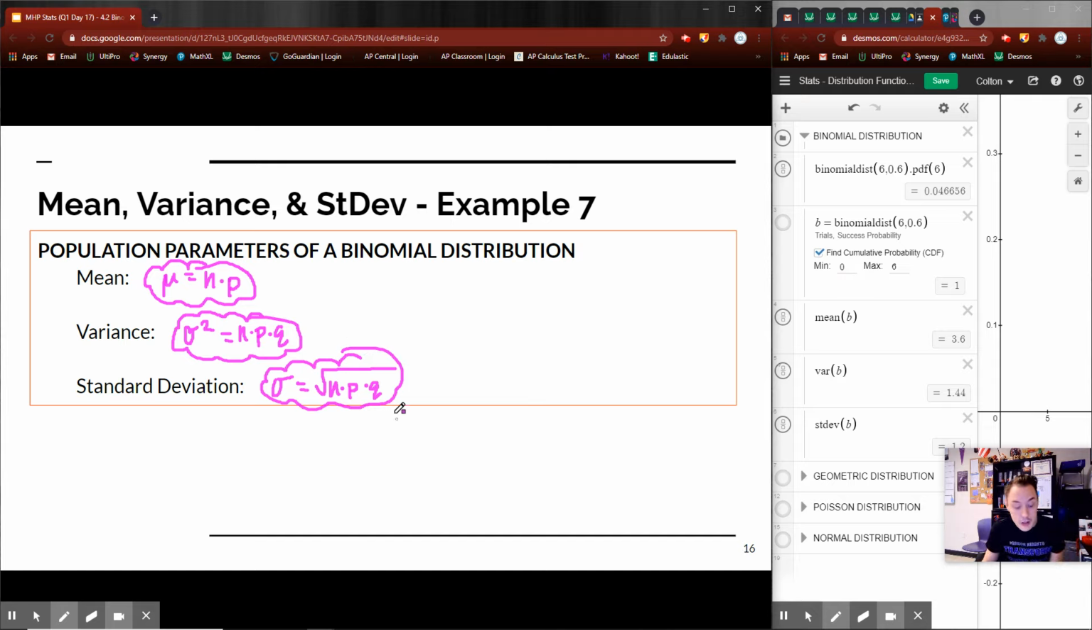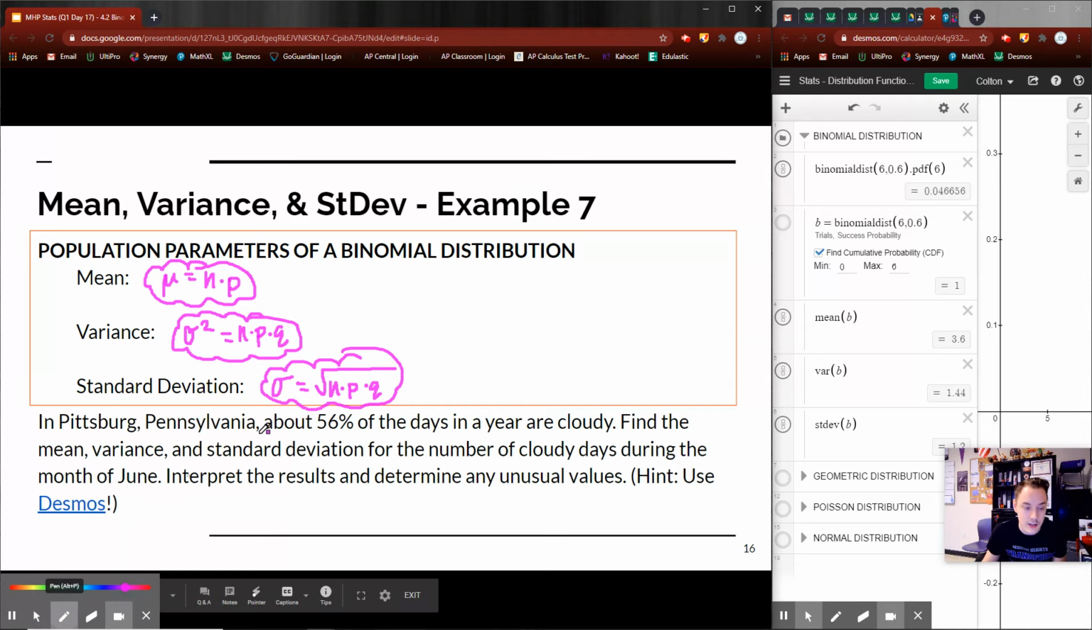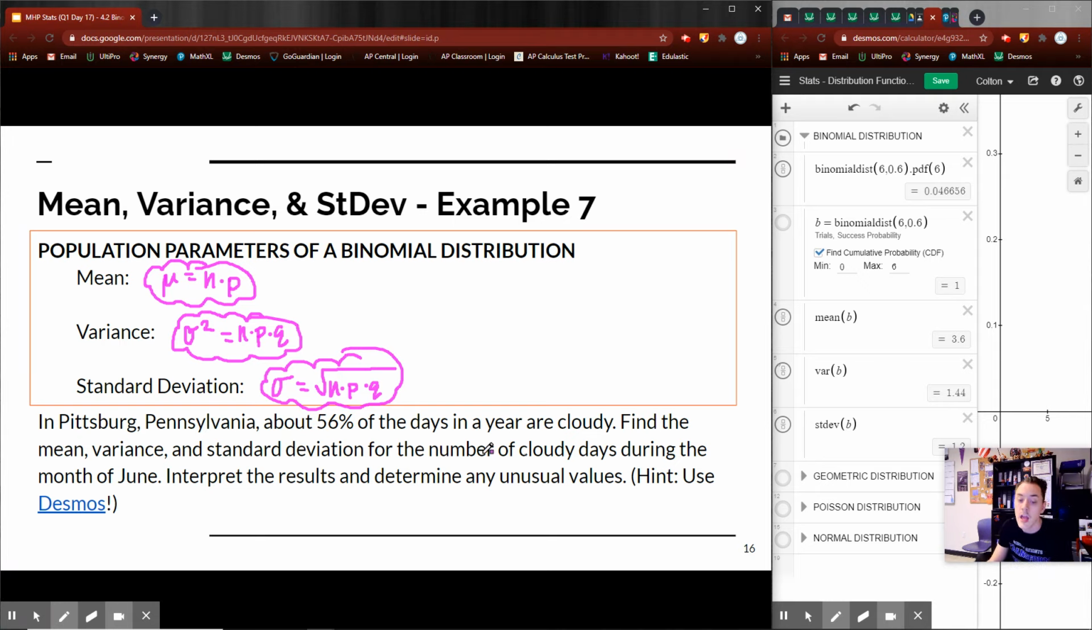Now, we could do this all by hand because if I am given an example like this, I could do this all by hand. Pittsburgh, Pennsylvania, about 56% of the days are cloudy. Find the mean, variance, and standard deviation for the number of cloudy days, and then interpret results. Okay, so first of all, what's my n? Well, how many days are in June, the month of June? Well, there's 30 days. And then my probability of success for it being cloudy is 0.56. So what does that mean?